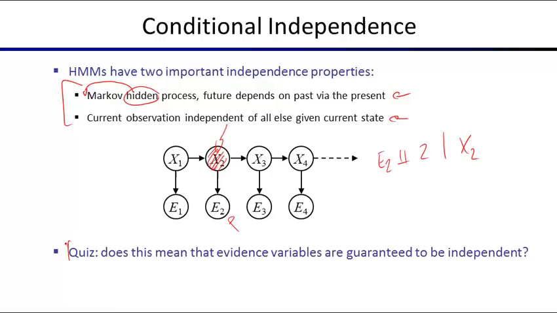Quiz here. Does this mean that evidence variables are guaranteed to be independent? Concretely, are E1 and E3 independent? Who says yes, E1 and E3 are independent? Couple hands going up. Who says no, E1 and E3 are not guaranteed to be independent? More hands going up. Why? Over there. Yes.